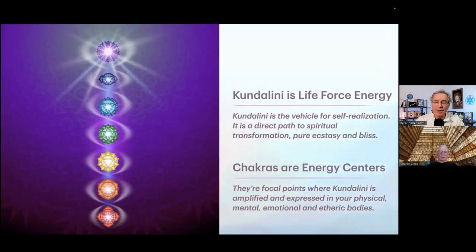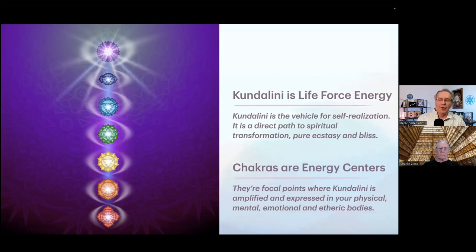Now, chakras are another common thing that have been out there, and they're basically energy centers. We have many of them, but there are seven primary ones that most people talk about when they talk about chakras. And those are focal points where your Kundalini is amplified and then gets expressed in your physical, mental, emotional and etheric bodies. They have different colors and patterns, and they make different sounds, and they're stacked up from the base of your spine to just above the crown of your head.